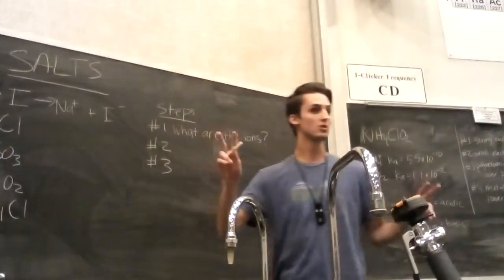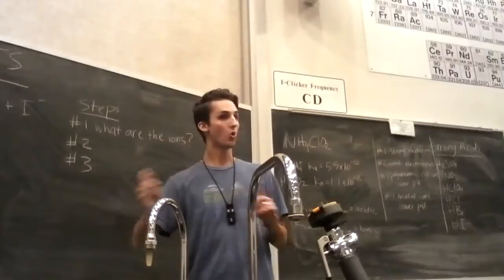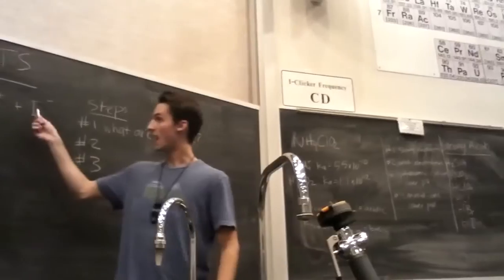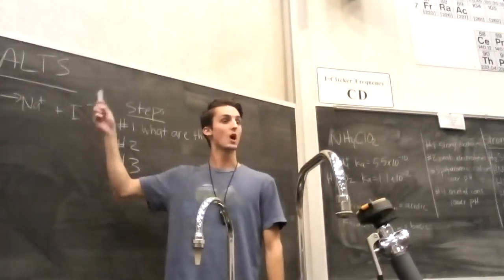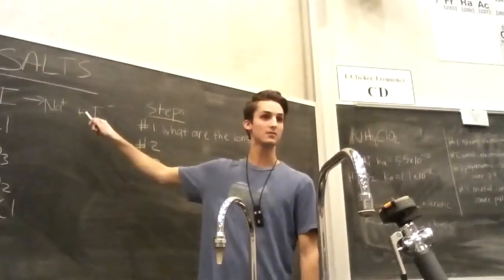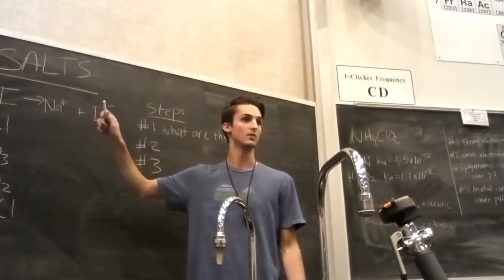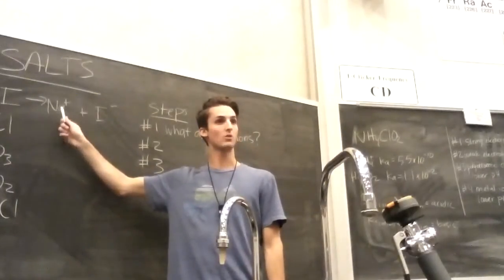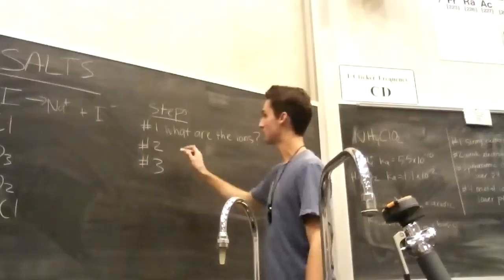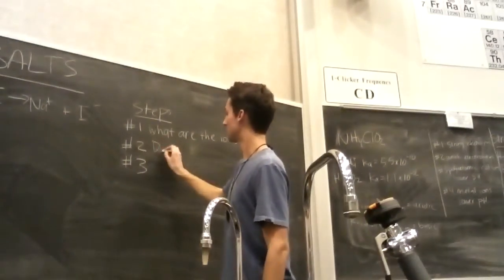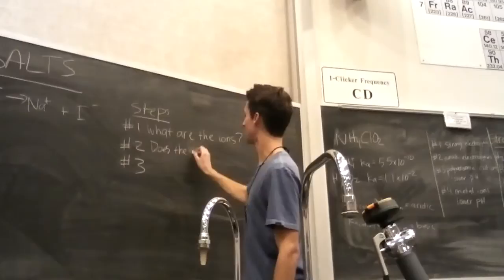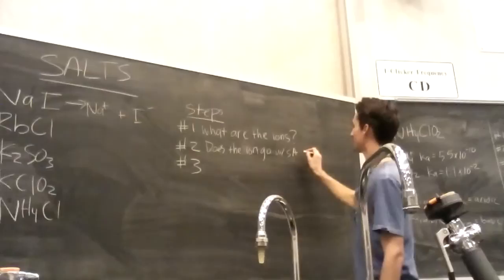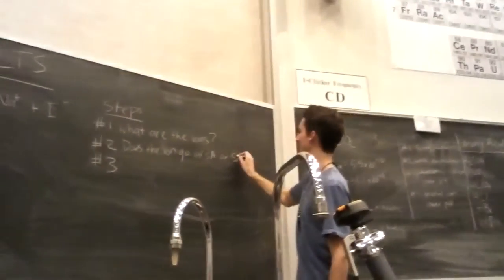Okay? Step number 2. Does that ion correlate with a strong acid or a strong base? For example, I know this is an anion, so it's going to go with an acid. If I were to stick an H on this, would that be a strong acid or a weak acid? Strong. Exactly. If I were to stick an OH on this, would it be a strong base or a weak base? Strong. Okay, so number 2: does the ion go with a strong acid or strong base? I'm just going to write S.